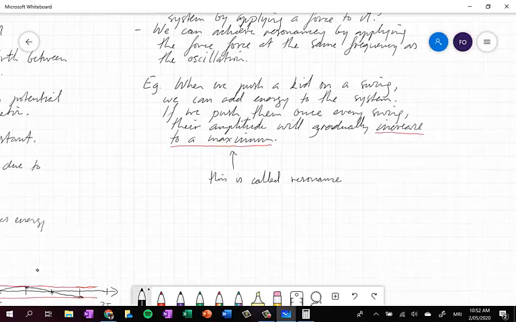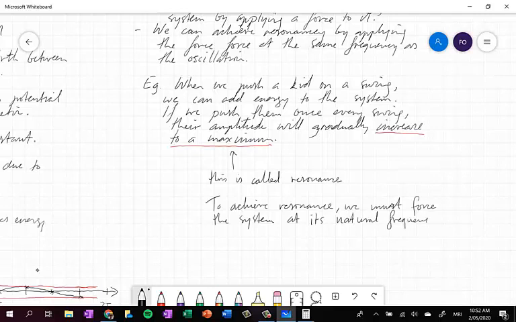Okay, so I'll just define that a little bit more clearly. That's called resonance. So to achieve resonance, we must force the system at its natural frequency. So in other words, if we push at the same frequency that the thing swings by itself. The natural frequency is the frequency, or the period, that we worked out when we were working with, for example, the pendulum and the mass spring system.